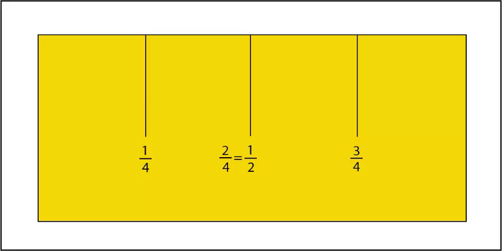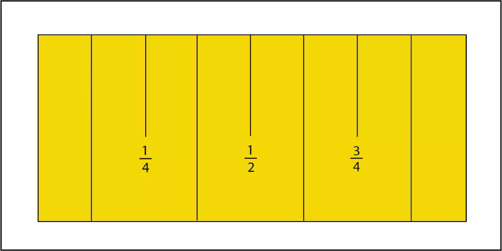I'm going to do it again. Now I'm going to draw lines cutting each of these boxes equally in half to make 8 rectangles. And label them the same way as before. 1/8, 2/8 would be 1/4, 3/8, 4/8, which is already labeled 1/2, 5/8, 6/8, which is 3/4, and 7/8.